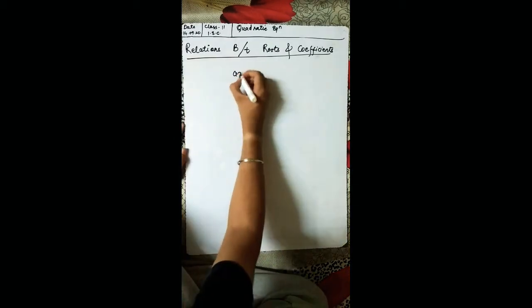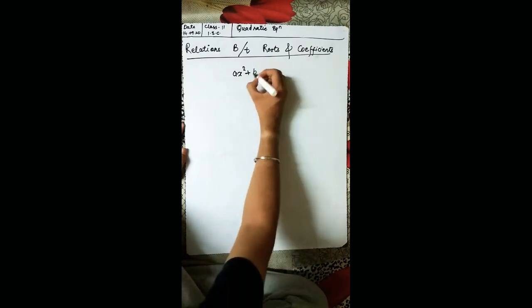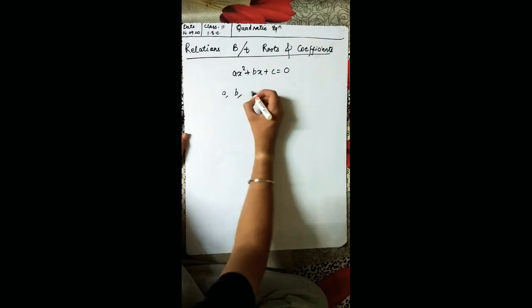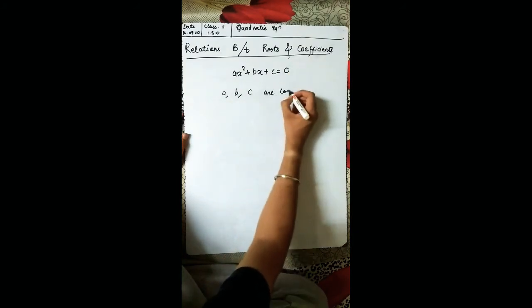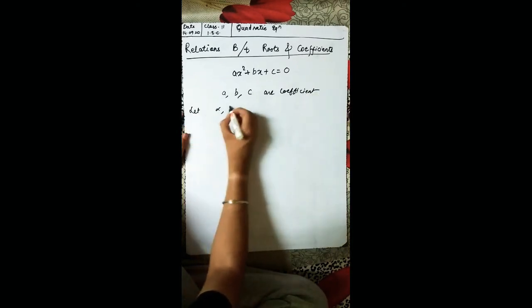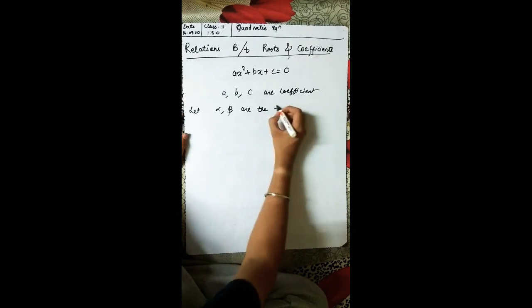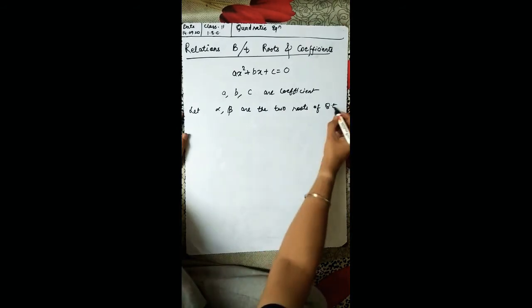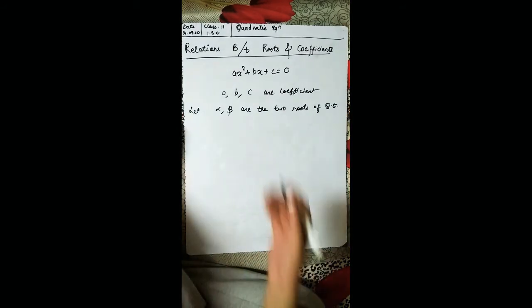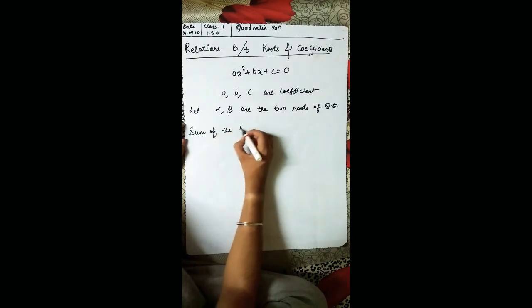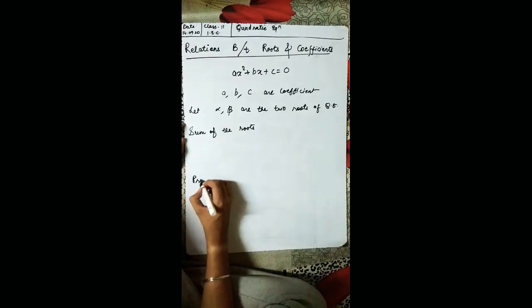If I write a quadratic equation ax square plus bx plus c equal to 0, then a, b, c are the coefficients, and let us consider alpha and beta are the two roots of this quadratic equation. Now we are going to study what we mean by sum of the roots and product of the roots.